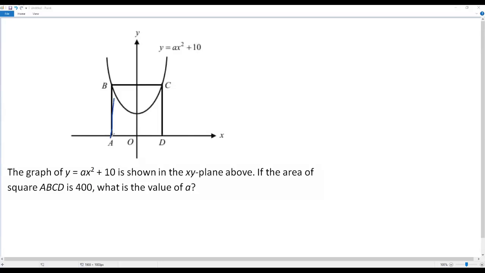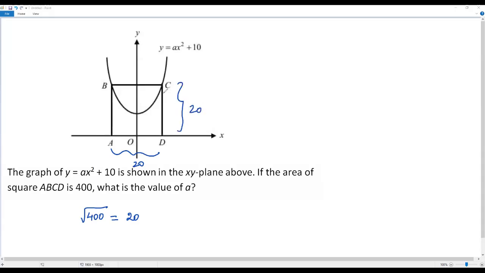Okay, we have the area of this square ABCD, that is 400, and we have to get the value of this constant A that we have in the equation of the parabola. Since the area of the square ABCD is 400, to get the length of each side of the square, we have to take the square root of the area. So that is the square root of 400. The value of the square root of 400 is just 20. So the length of each side of the square is 20. That is, the length of the side AD is 20, and the length of the side DC is also 20.